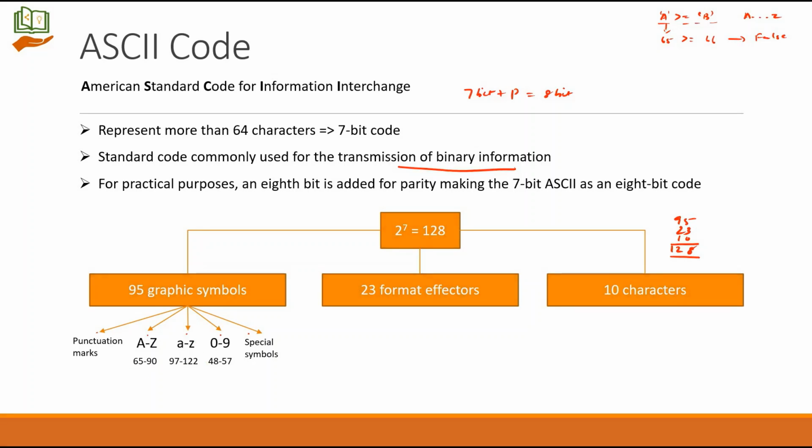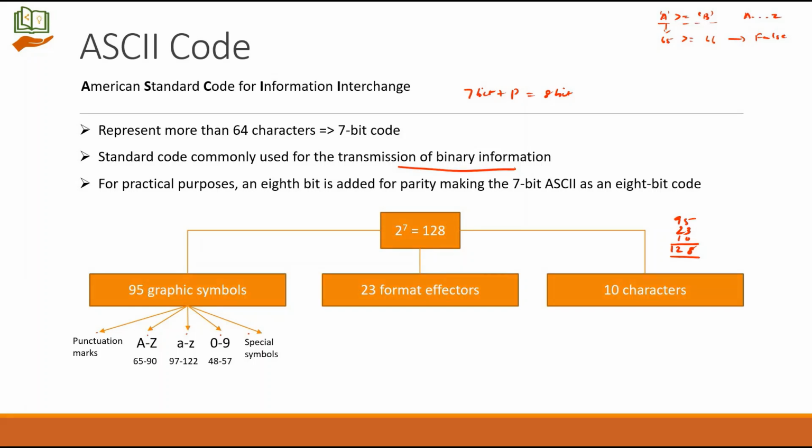So while representing 7-bit ASCII code, capital A is represented as 65. Small z is represented as 122. Previously in the internal code we had provision only for uppercase letters. Here provision is also given for lowercase letters.